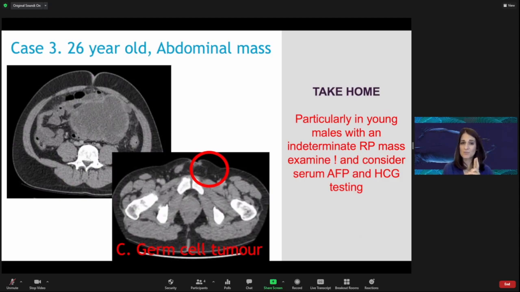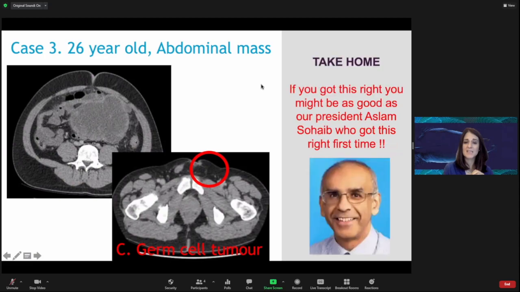Now, there's a second really important take-home message from this case, and that is, if you got this right, then you may be as clever as our president, Smarty Pants Aslam Sohaib, who did get this right first time very quickly. So well done him.